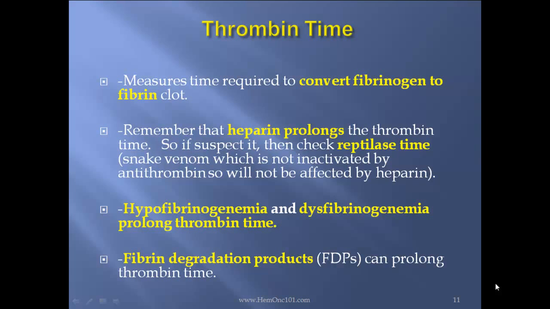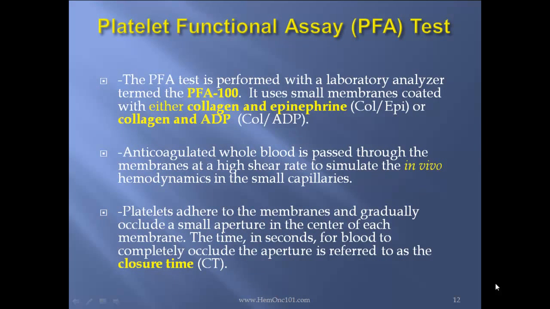Hypofibrinogenemia and dysfibrinogenemia prolong thrombin time. Fibrin degradation products, FDPs, can also prolong thrombin time. That's why it's elevated in DIC.